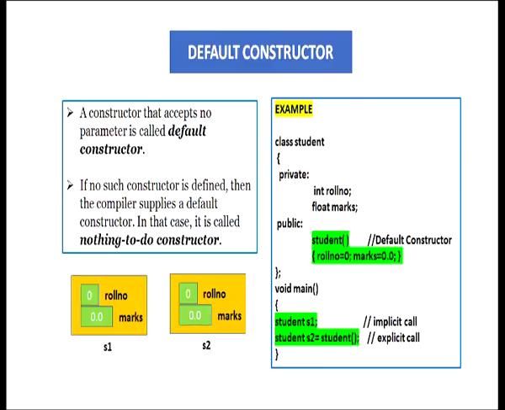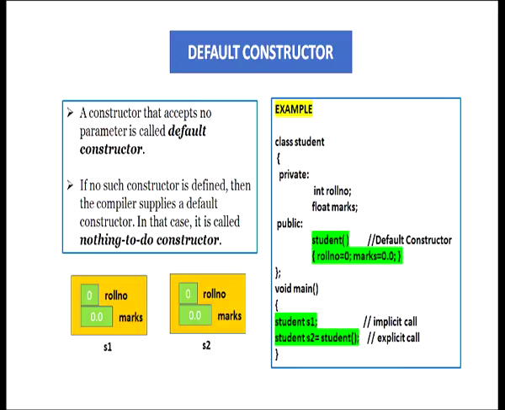So, default constructor, as we have learned, is the constructor that accepts no parameters. So, let us take an example of a class student again with private data members as roll number and marks, and in the public section we are declaring a constructor which has the same name as that of the class, and we are assigning the initial value 0 to roll number and 0.02 to marks. So, in void main, what we have already done is a default constructor only.